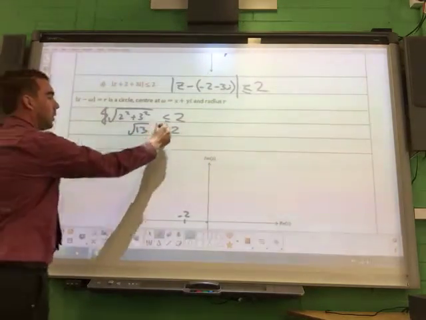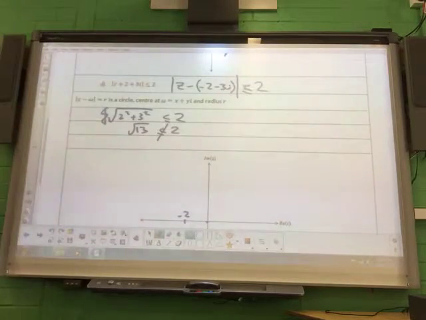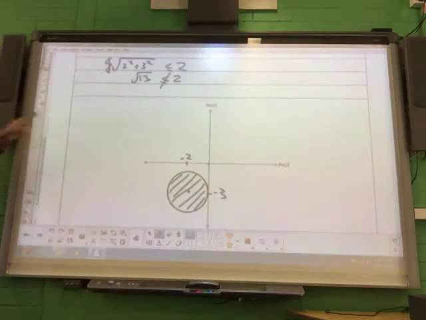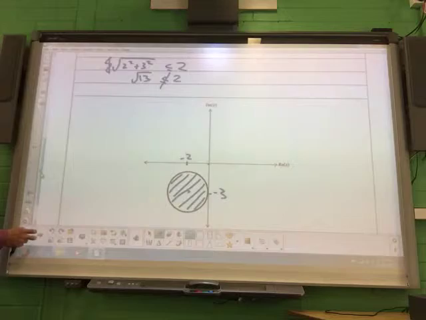Alright, so it's not. So that means the region is without. It's a region that's not including the point of the check. Okay, so in other words, it'll be inside the circle. And luckily it's less than or equal to, so I've got the unbroken line. So you've got to be careful about those little things.